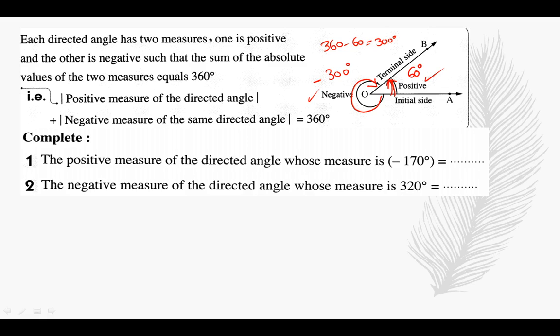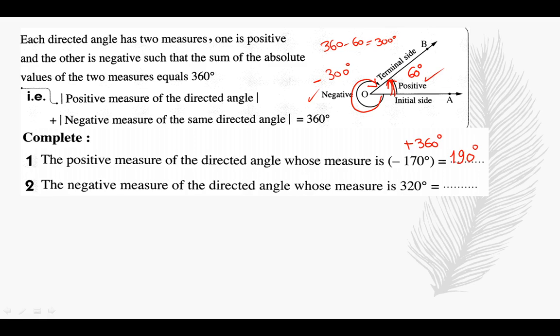Example. Complete: the positive measure of the directed angle whose measure is negative 170. Here we have the negative measure of the angle, and we want to find the positive measure. To find the positive measure, we add 360. So negative 170 plus 360 equals 190 degrees.